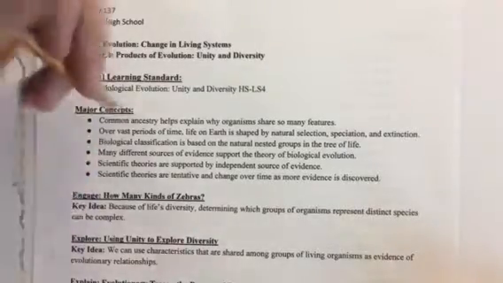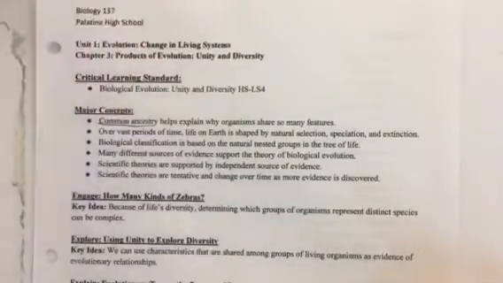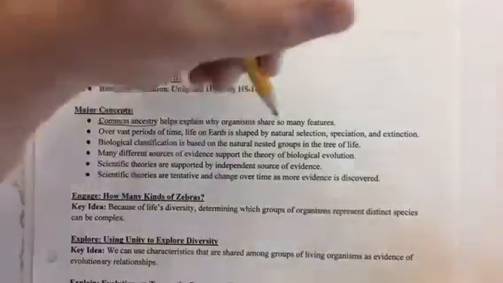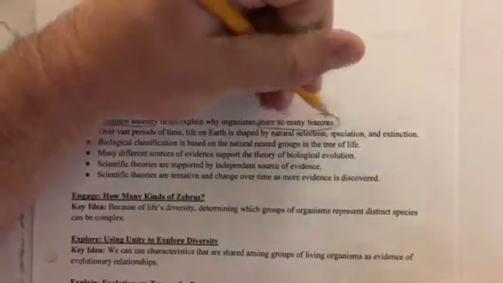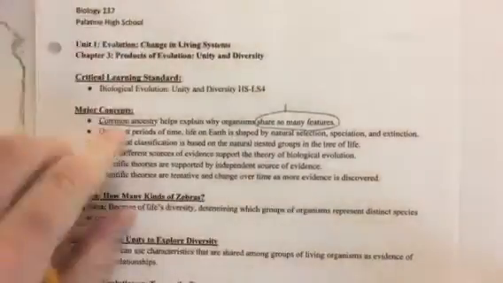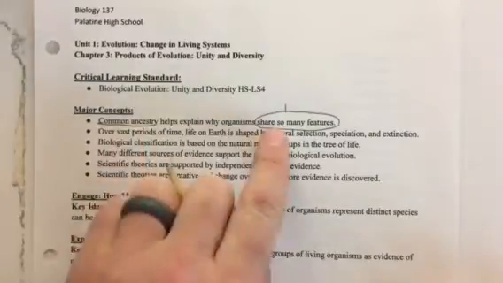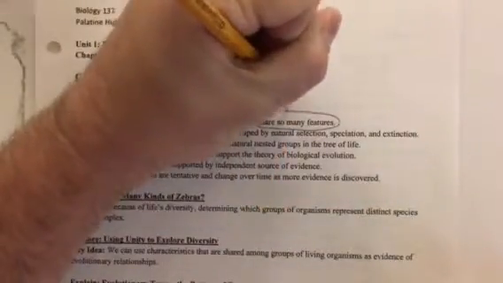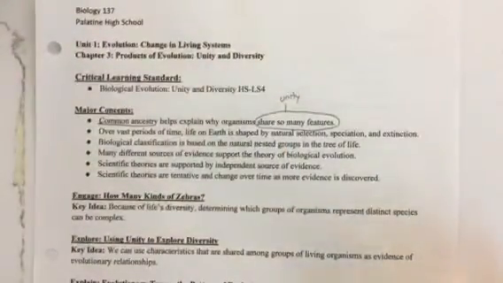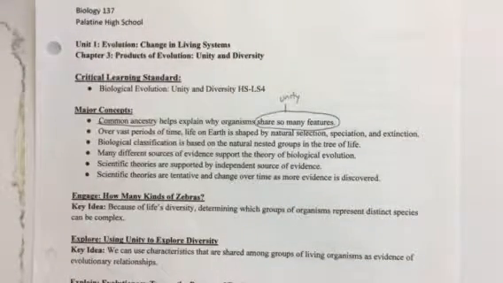Major concept number 1 is common ancestry. In other words, all living things share a common ancestor. Talks about how organisms share so many features. And this chapter is called unity and diversity. So common ancestry explains the unity portion of it. Okay, so all organisms, for example, every living thing on the planet has DNA. That's because every living thing came from a common ancestor that also had DNA. And so that explains the unity of life.